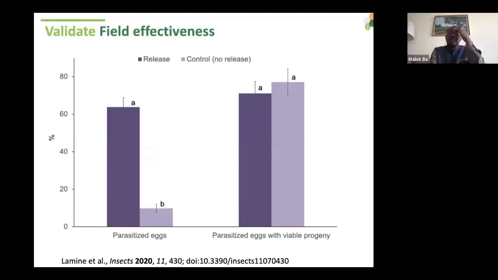You can see here the releases that we did in the field. When we released Telenomus remus, we were able to get above 60% egg parasitism, not of the egg masses, but of the individual eggs within the egg masses. Above 60% of the eggs were parasitized in the fields where the parasitoids were released, as compared to the control, where you get less than 10% egg parasitism, which is actually the natural egg parasitism, since parasitoids were not released there. And you can see that when you release the parasitoid, you get a good emergence of progeny, which means that the first batch of parasitoids that you release will multiply in the fields and go and parasitize new, freshly laid egg masses.